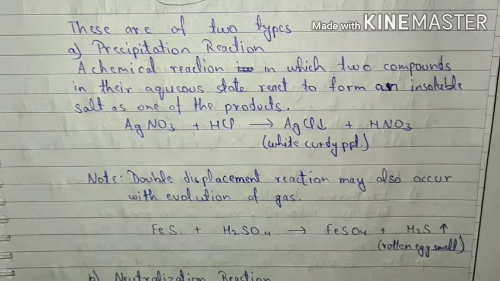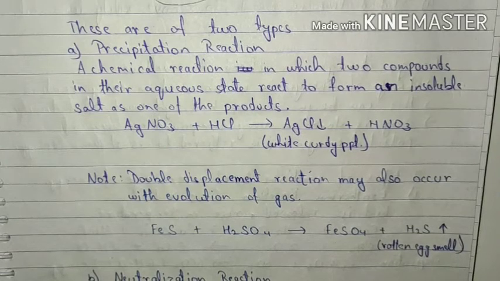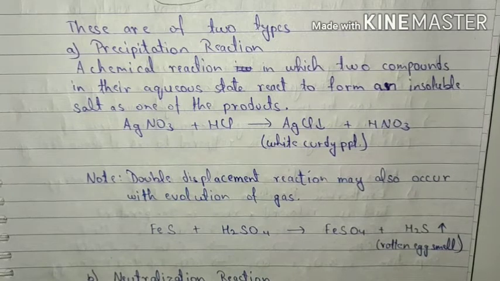You all have studied that an insoluble solid substance formed during the course of a reaction is known as precipitate. On reaction of two liquids or a gas and a liquid, if we observe formation of solid insoluble particles, those are known as precipitate. And such a reaction is known as precipitation reaction.